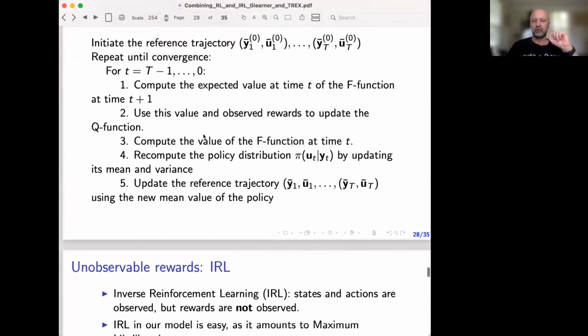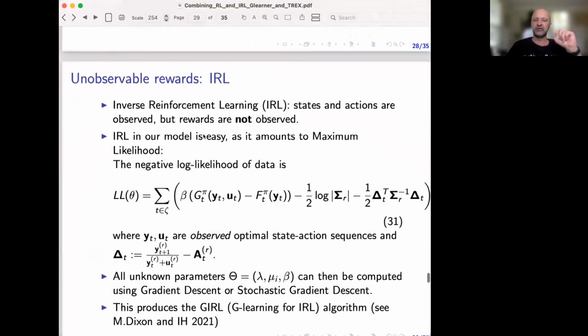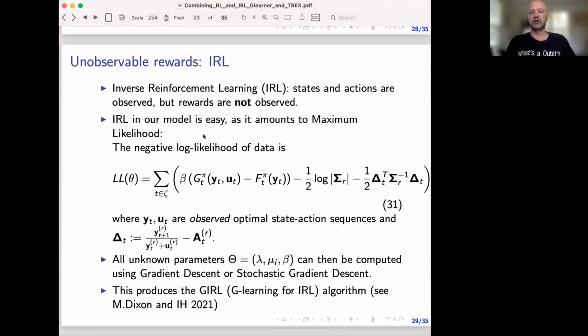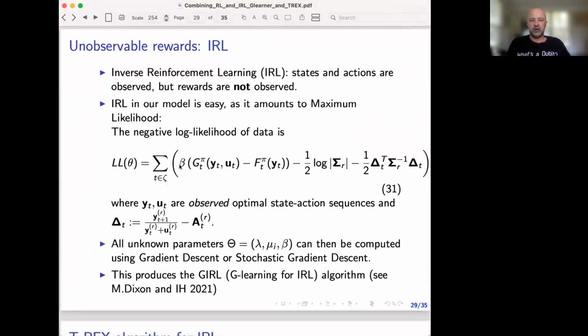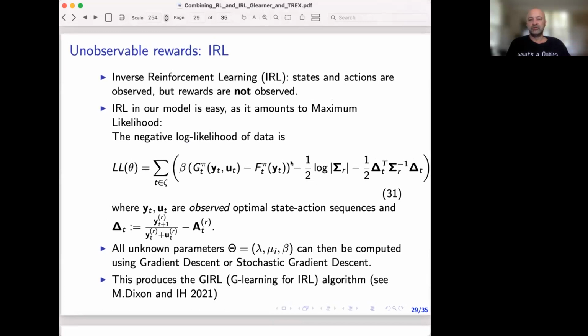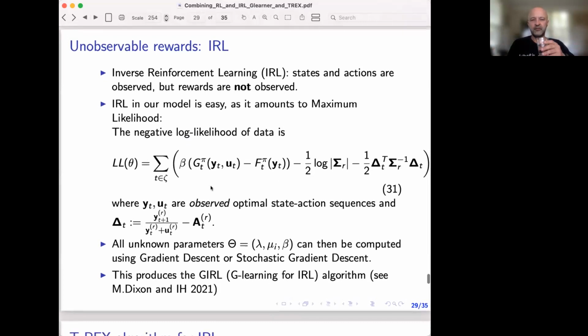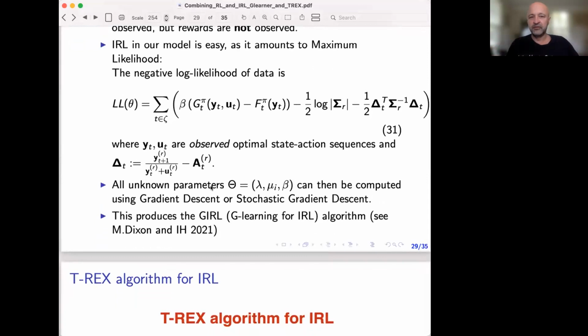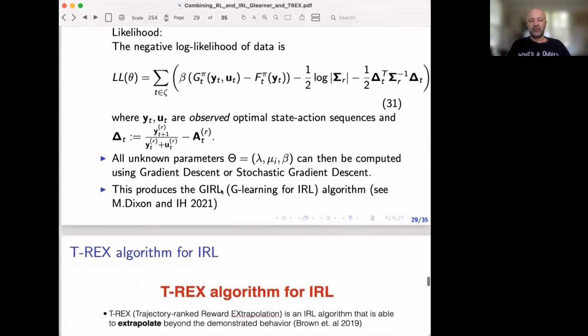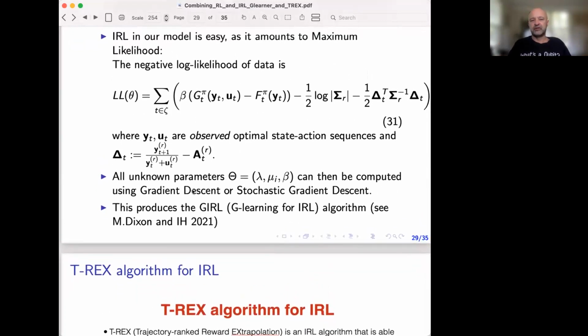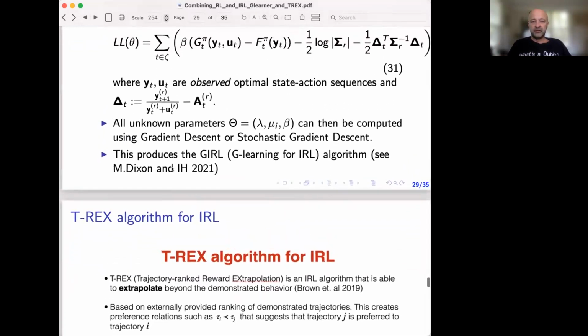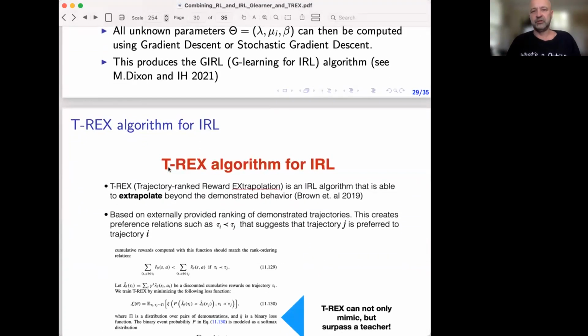And with this formulation of G-learning, which I presented with the quadratic rewards, you can also consider the IRL version of the same formulation, where you don't observe the reward, but you infer it. It can also be done by formulating this as an inference problem with this log likelihood of the data, which is a function of your G and F functions. Now, inference in this case amounts to inference of the parameters of the reward function, which, if you remember, we had four. And this can be done using standard methods such as gradient descent. Details can be found in our paper with Matthew, which was published in this.